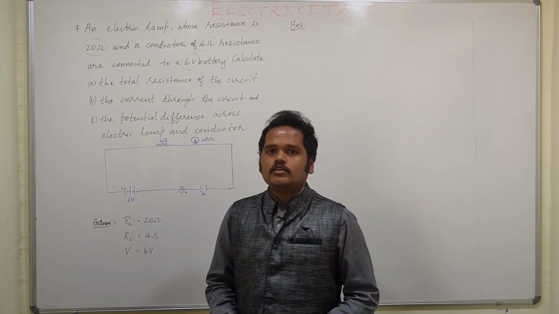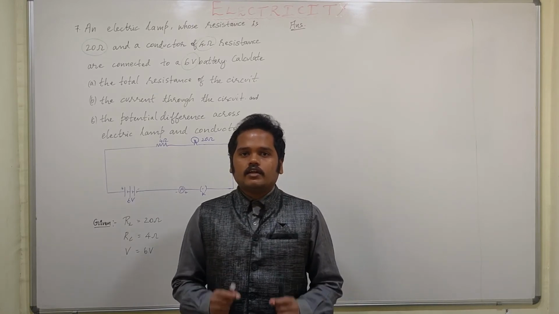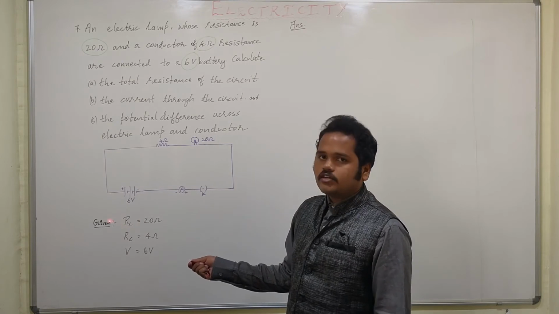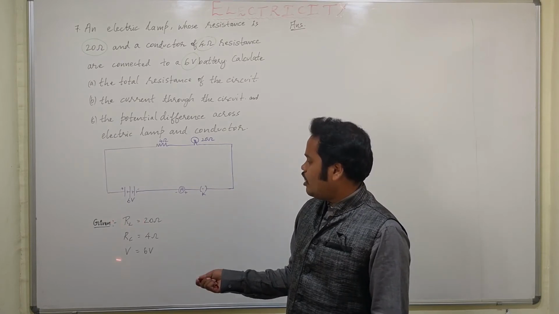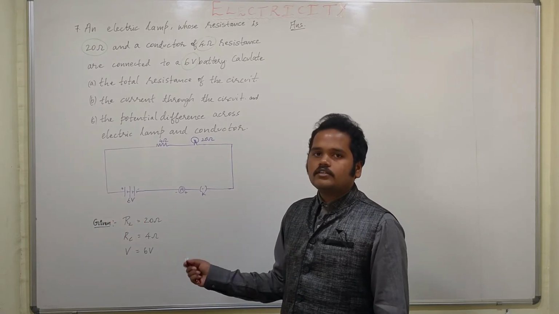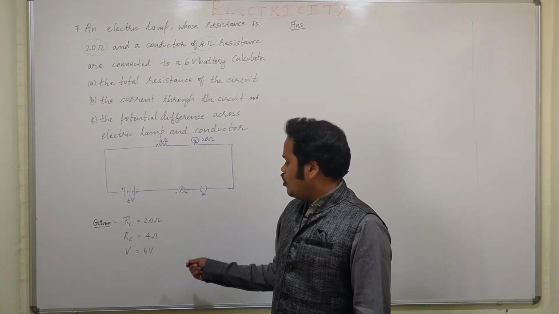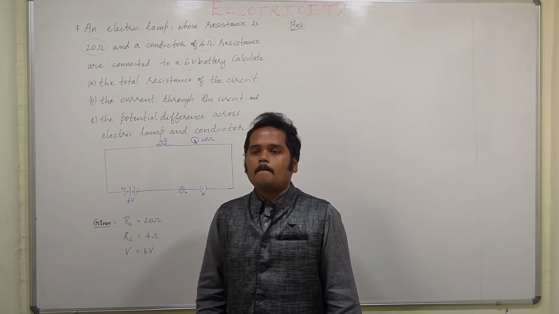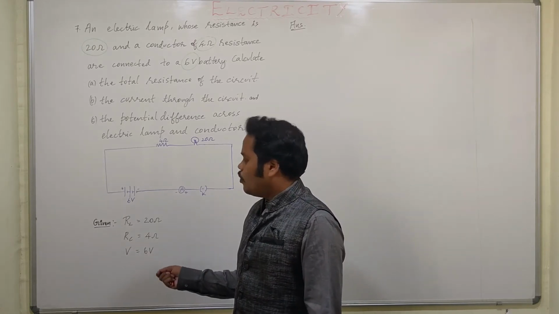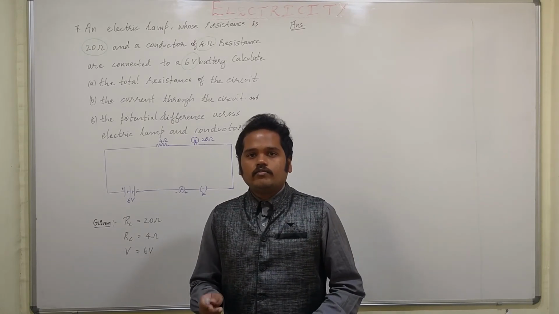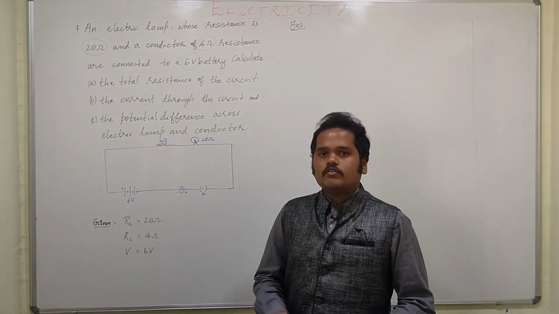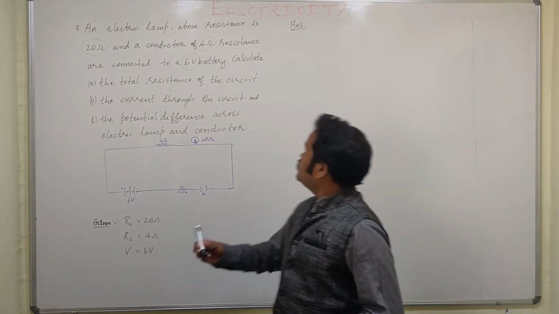So let us first write what is given. RL, the resistance of the lamp, is 20 ohm. RC, C is conductor, the resistance of the conductor is 4 ohm. And we have the voltage of the battery, which is 6 volt. Now we'll solve A, the total resistance of the circuit, which I have already told you.